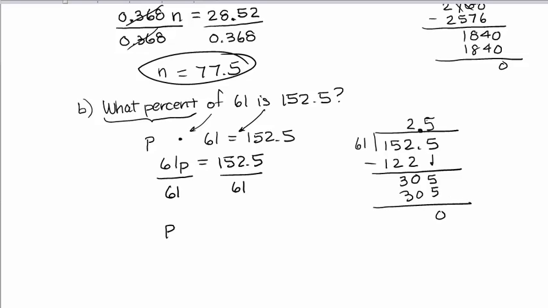So p is 2.5. But remember, when we're asking to move from a decimal to a percent, we're actually multiplying it by 100. So we have to multiply 2.5 times 100%, and that's going to give me 250%.